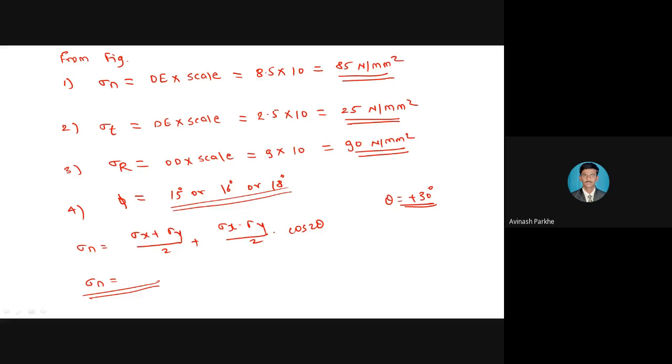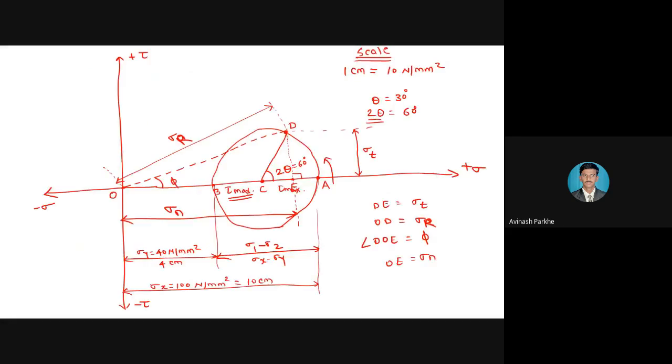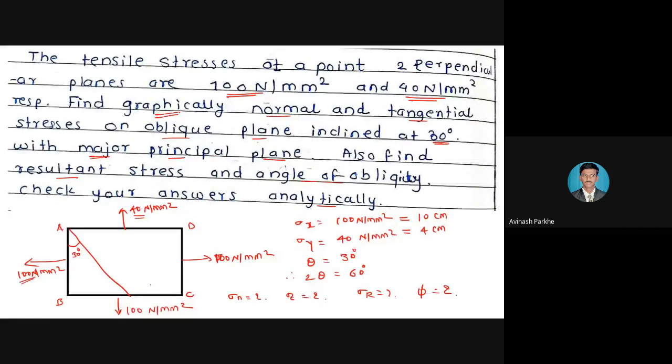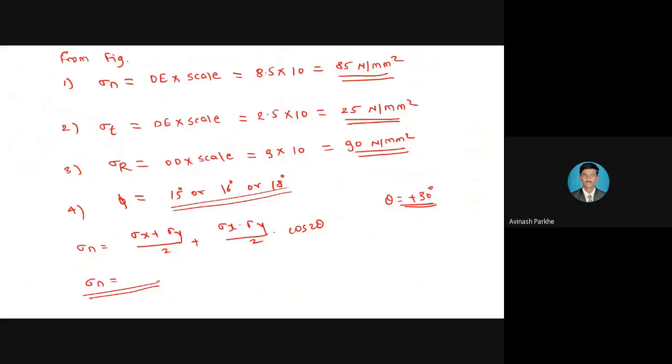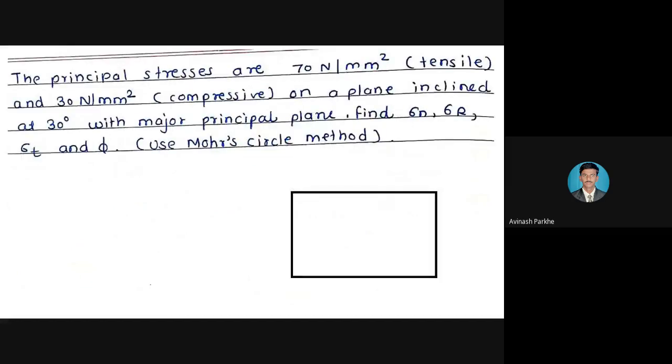Sometimes in the examination, you have to calculate the answers by using the graphical method, but sometimes at the end, the statement is given: check your answers analytically. At that time, you have to solve this problem by using the analytical method also, and find your unknown parameters. So this is the procedure. Okay, now one more problem we will solve and then we will stop.